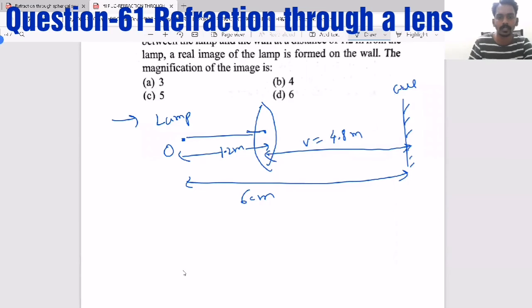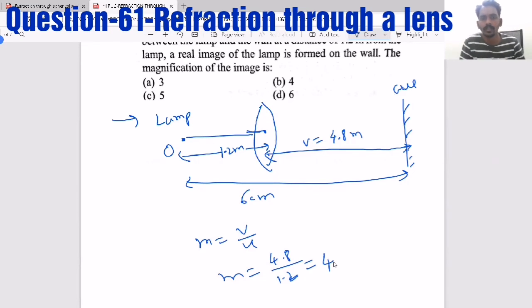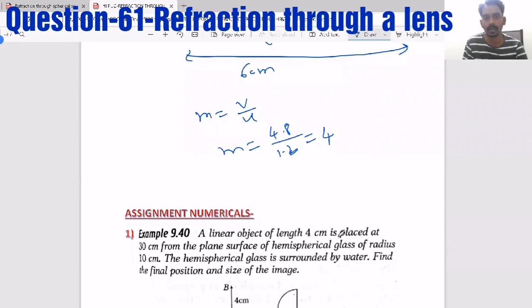The magnification of the image is asked. The magnification formula is V by U. So the magnification is V, 4.8, by U, 1.2. How much will it become? 4. So they are giving the data indirectly. They have given object distance and image distance, but not directly. When you understand the question and draw the diagram, you will come to know what the object distance is and what the image distance is. Then you can substitute in the formula and solve it.